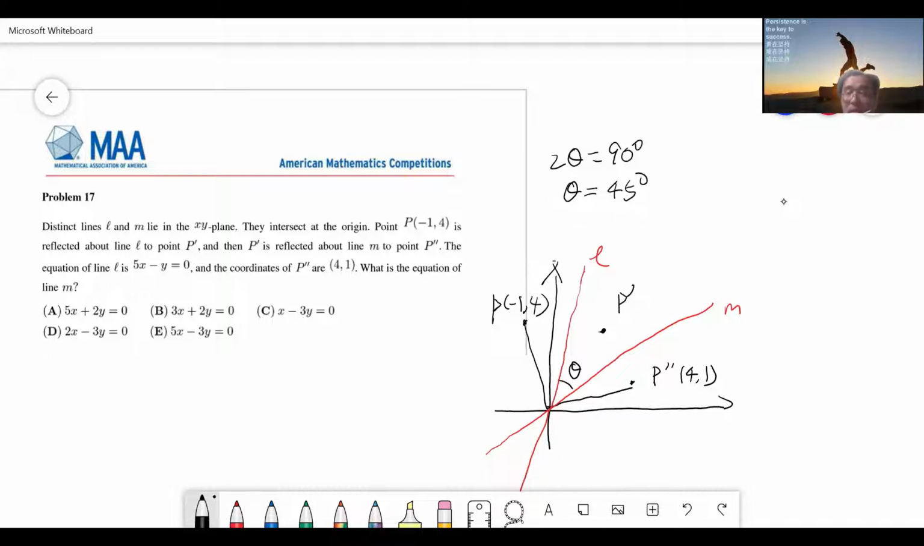So we are looking for the equation of line M. If we know the slope of line M, then it's easy to find out. Because line M goes through the origin, we just need to know the slope.